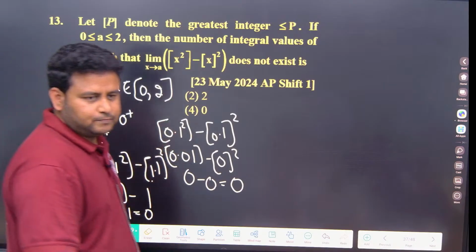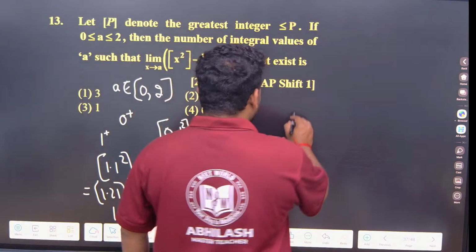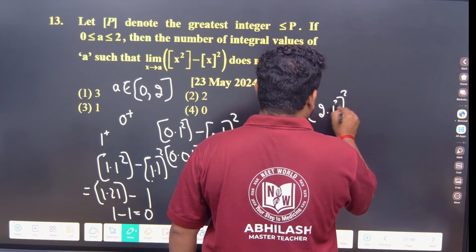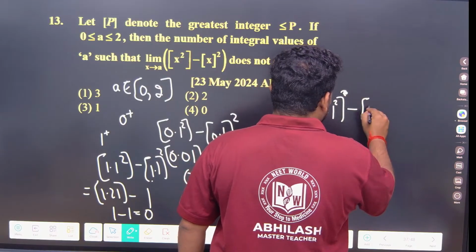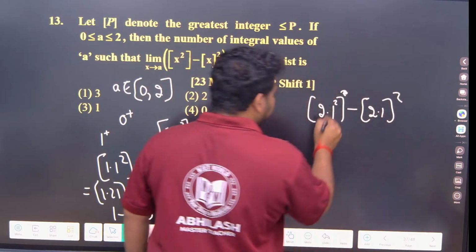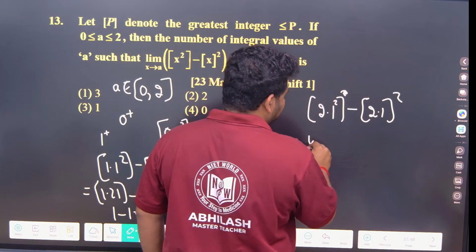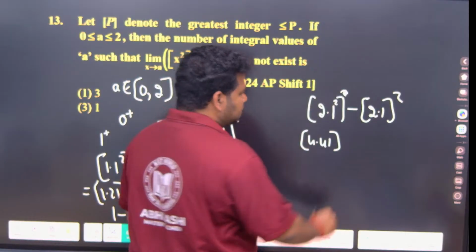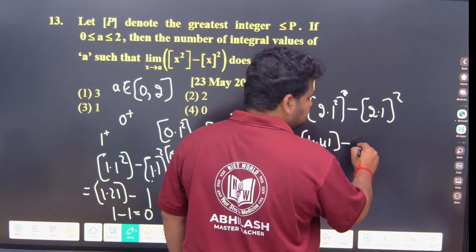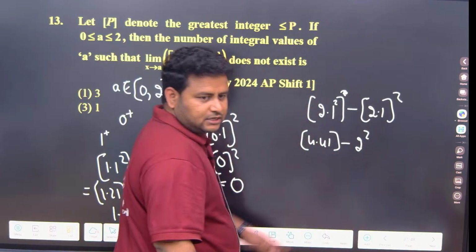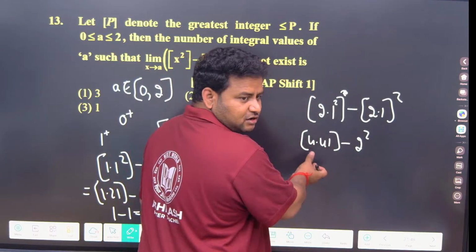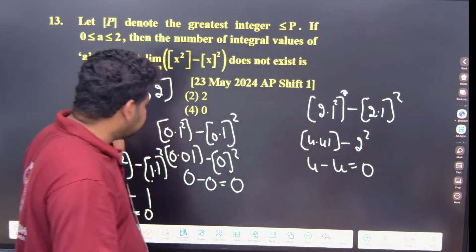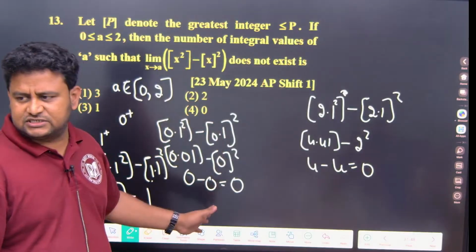Now let us take 2. Let me take it as 2.1 square minus 2.1 whole square. 2.1 square is 4.41. Step function of this we will get as 4. Step function of 2.1 is 2, 2 square is 4, so we are getting 0. So everywhere we are getting the same value.